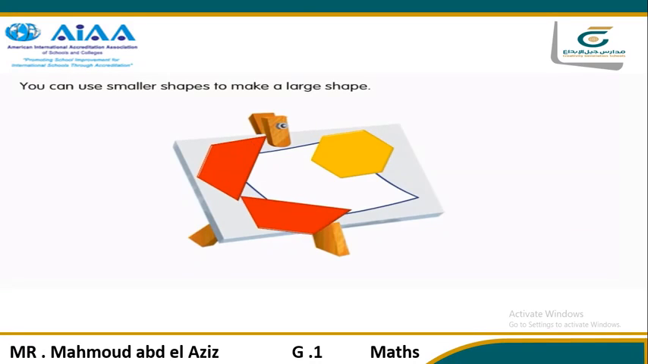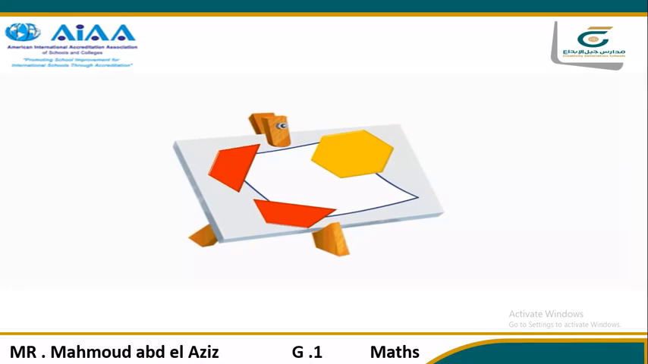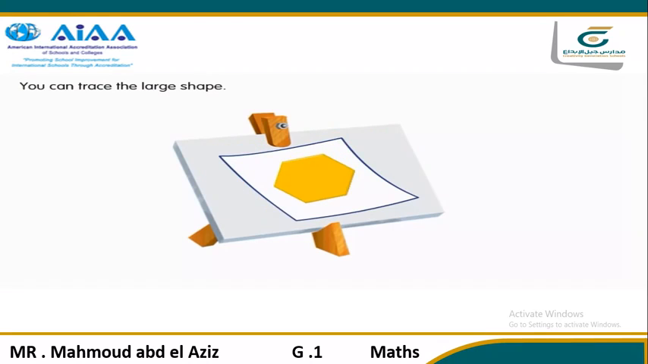You can use smaller shapes to make a large shape. You can trace the large shape. How many sides does the yellow shape have? Let's count. 1, 2, 3, 4, 5, 6. The yellow shape has 6 sides.